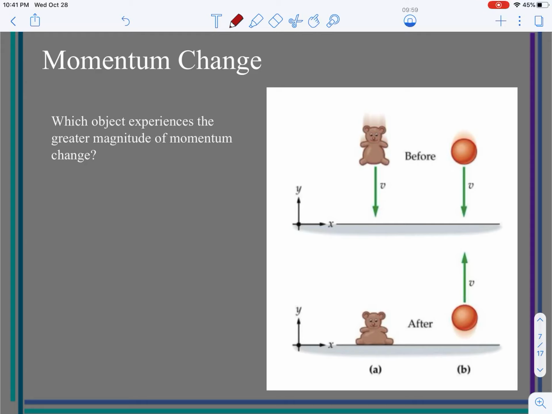So we don't have numbers here. This is intended to be a conceptual question. So conceptually, I want you to interpret this question. We're seeing that we have v for our velocity for both the teddy bear and for the ball. And they don't give us any numbers, so I want us to interpret this question saying that we have the same velocity for both of our objects, okay?